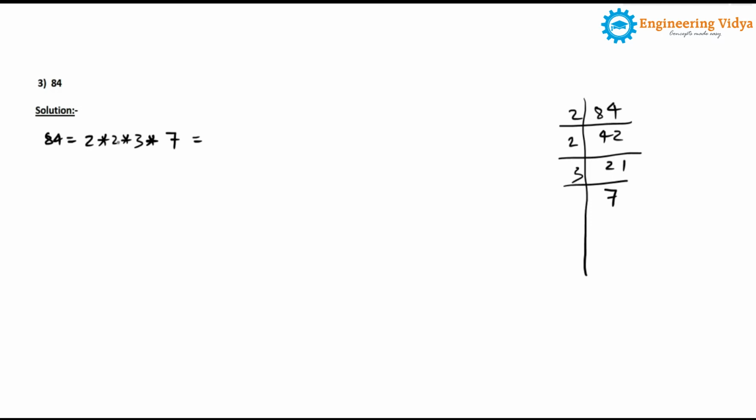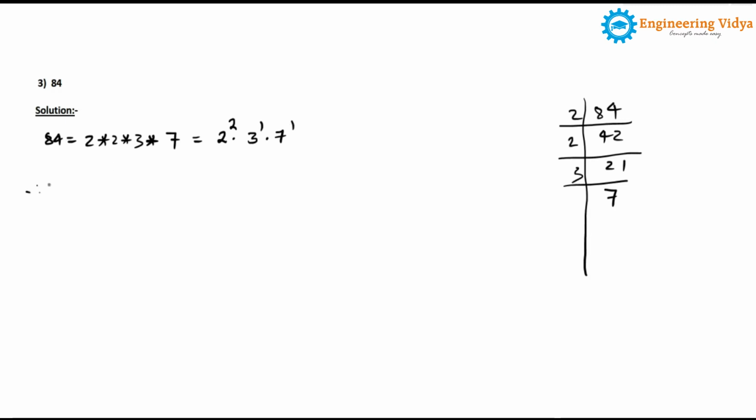In the standard form, 2 is coming twice, so we'll write 2 power 2, and 3 is coming one time, so it will be 3 raised to 1, and 7 is coming one time, so 7 power 1, right? So hence we can say for a, b, c, the value of a will be 2, the value of b will be 3 and the value of c will be 7, right? And p will be 2, q will be 1 and r will be 1.